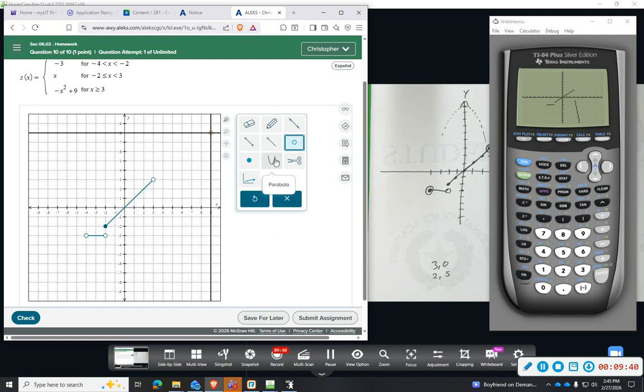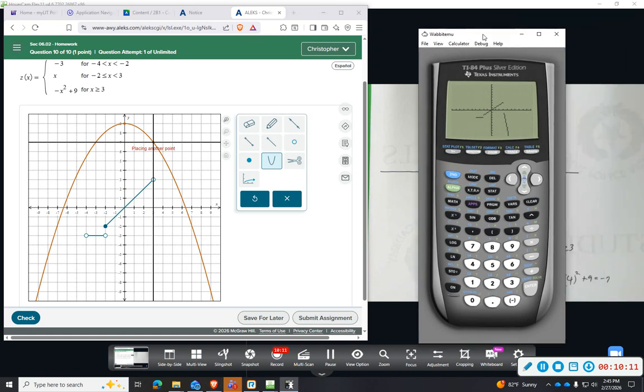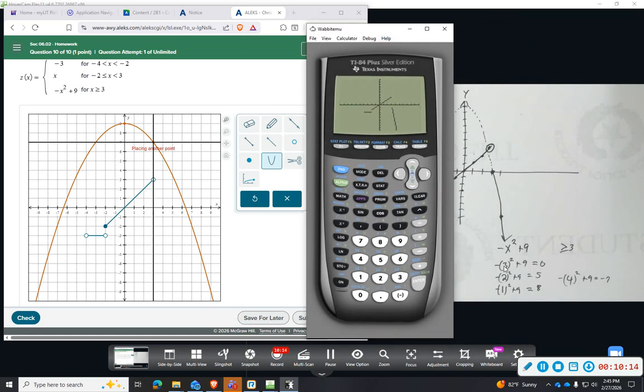And then we're going to do parabola. We're going to go up 3, up to 9. That's the vertex. Open it downward, and then it says place another point. So another point that I want to place would be the one that we calculated, which was 3, 0. So I'm going to go to 3, 0.